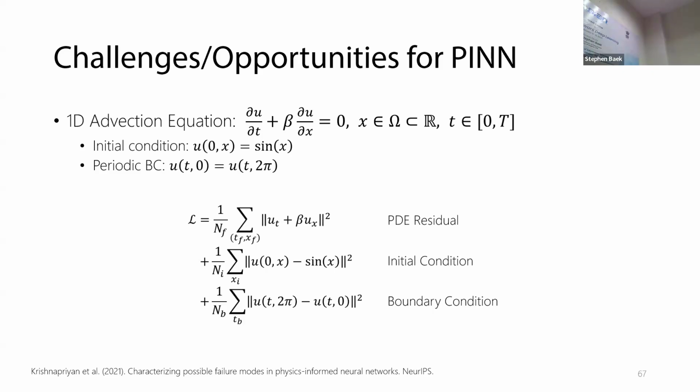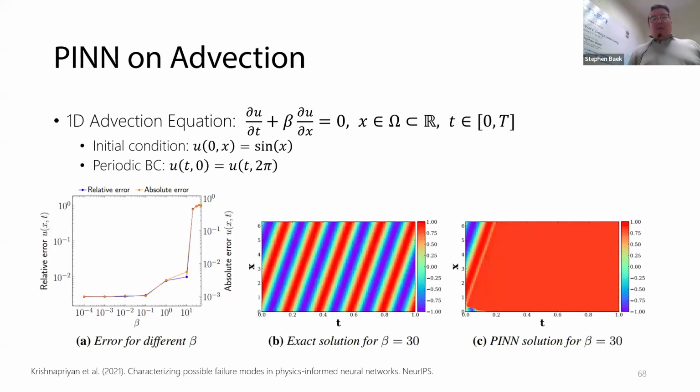So for a given x, we know that at t equals 0, it has to satisfy sine x. And then we also have the boundary condition, which is another kind of data loss term. So we have data loss terms coming from the initial condition and the boundary condition, and then we have the physics-informed loss term. And guess what?